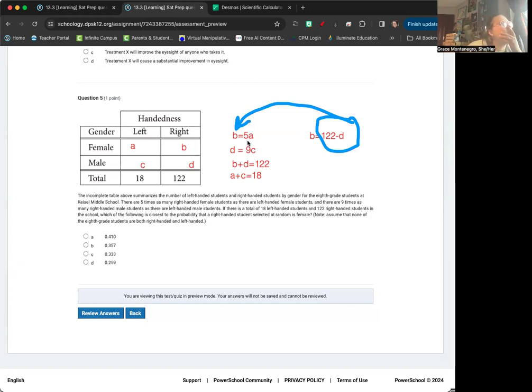Maybe I want to do it this way. Okay, does that help? So I have a definition for B and a definition for D, and I have an equation that adds up B and D. So B is 5A, and D is 9C, and that equals 122.